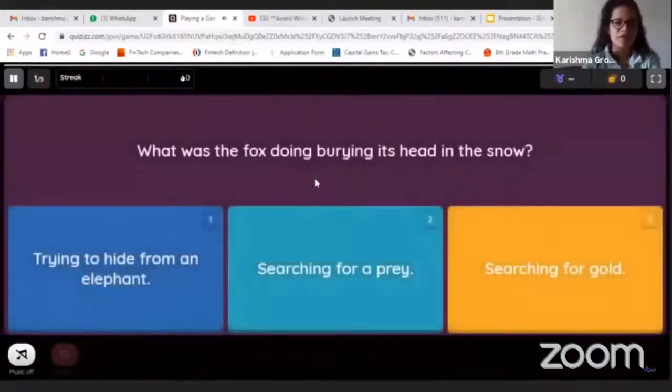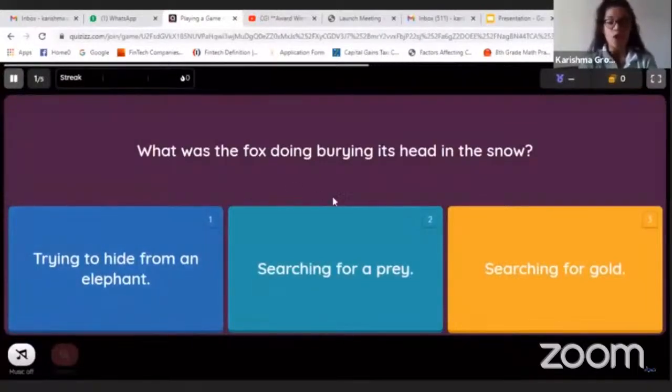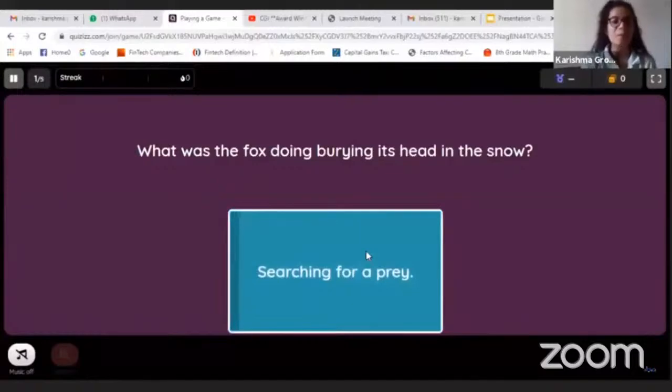Okay, so the first question is, what was the fox doing burying its head in the snow? Was he trying to hide from an elephant? Did we see an elephant? No. Was he searching for prey? Yes. Was he searching for gold? No. So, he was searching for prey. Prey means any other animal that he can eat. So, the answer is, he was searching for prey.